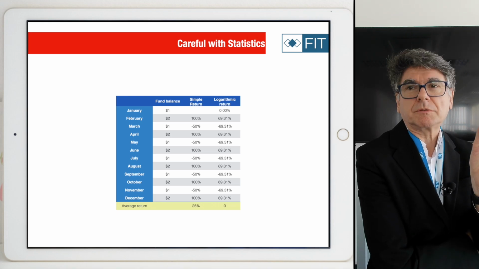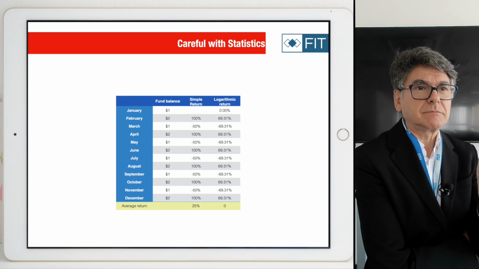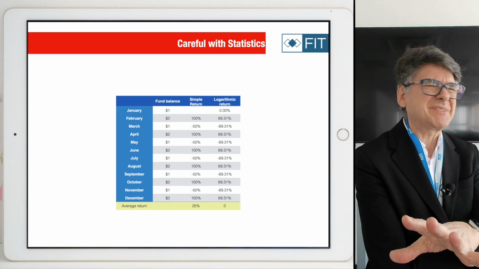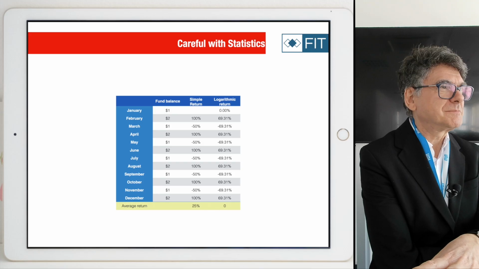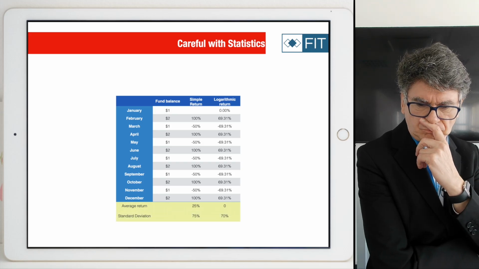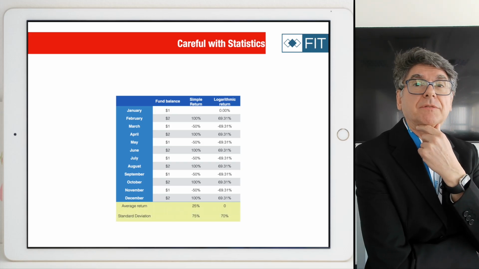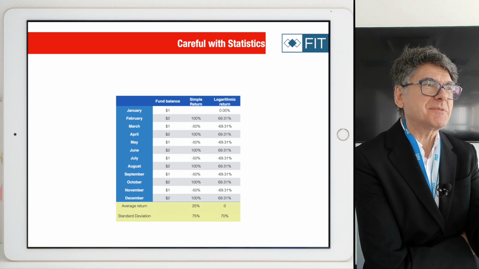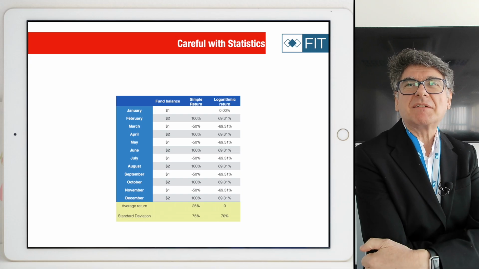Heavenly objects are wonderful because they're always right. Earthly objects, you never know. Excel, beautiful chart, but I don't know. Look at the standard deviation. I think you see what's going on. The standard deviation is 70%.